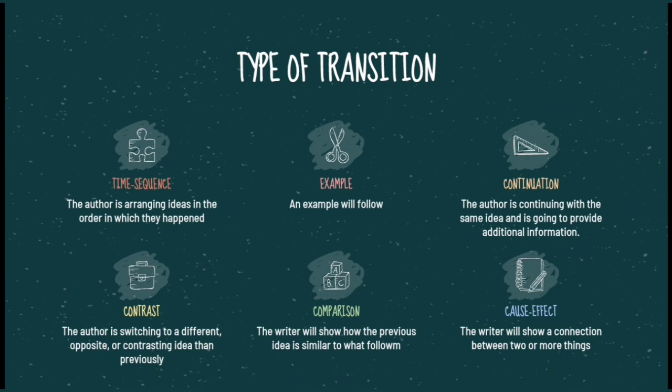And next is cause and effect. The writer will show a connection between two things, how one thing causes another, or how something happens as a result of something else. And the examples are because, thus, therefore, since, and consequently.